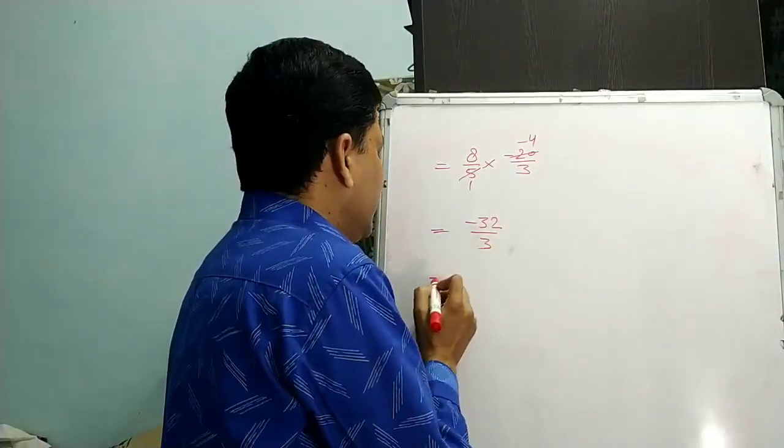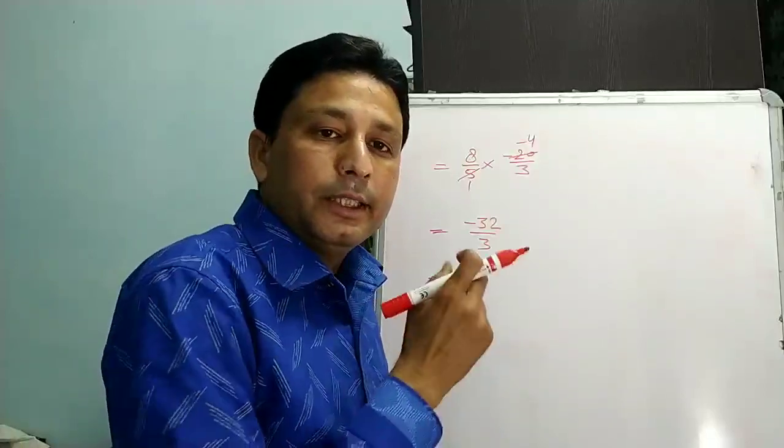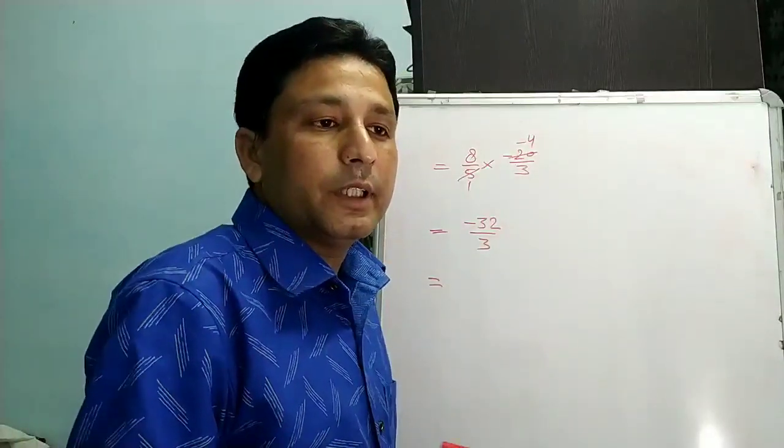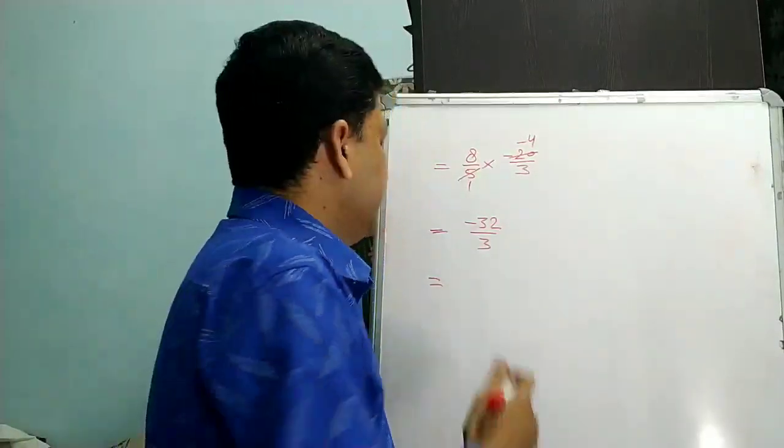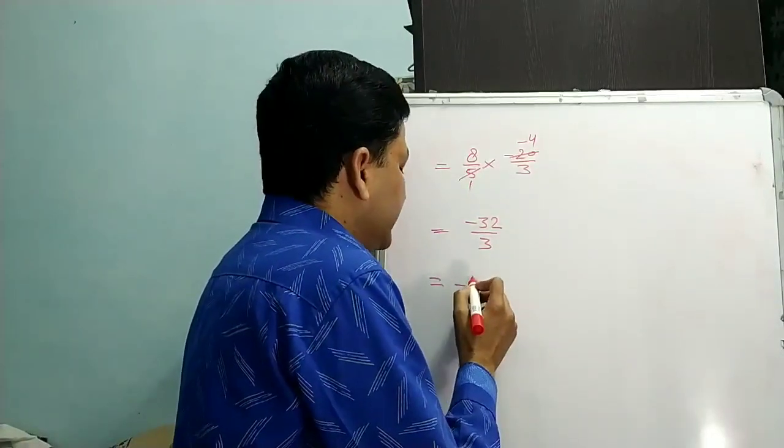And here you can see that minus 32 is greater than the denominator, so we will convert it into the mixed fraction. In the next step we will get minus 10 whole 2 upon 3.